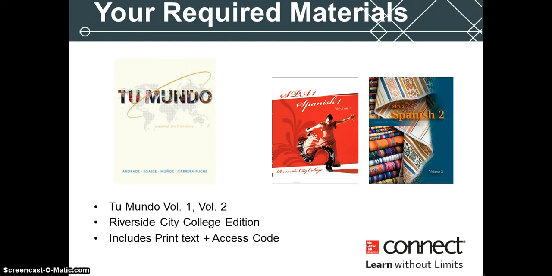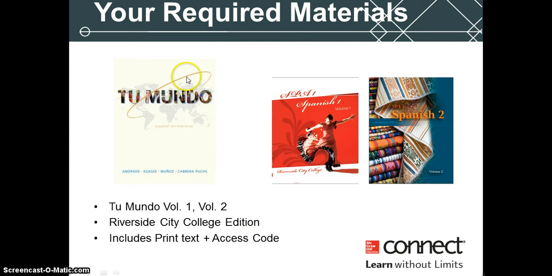Your required materials for this course are going to be Tu Mundo, first edition. Please note your instructors have set aside both a Volume 1 and a Volume 2 edition that contain the print text as well as the Connect access code in the Riverside City College bookstore. This bundle probably represents your best value option. However, there are other all-digital options which I'll get into here in just a moment.